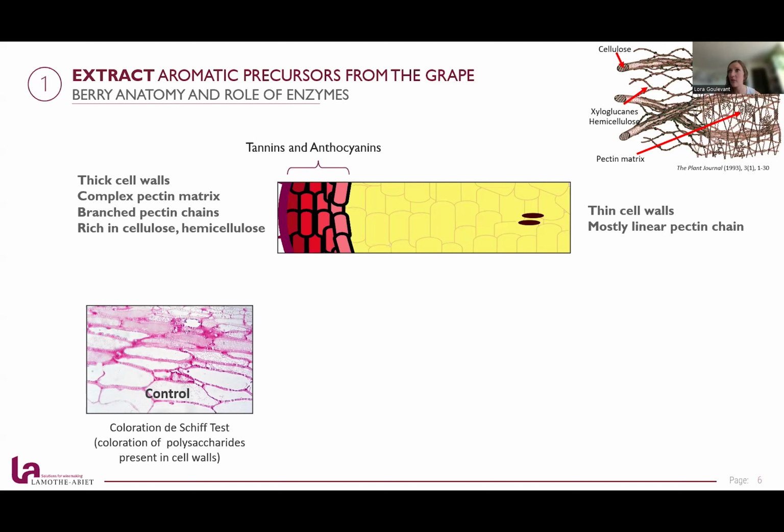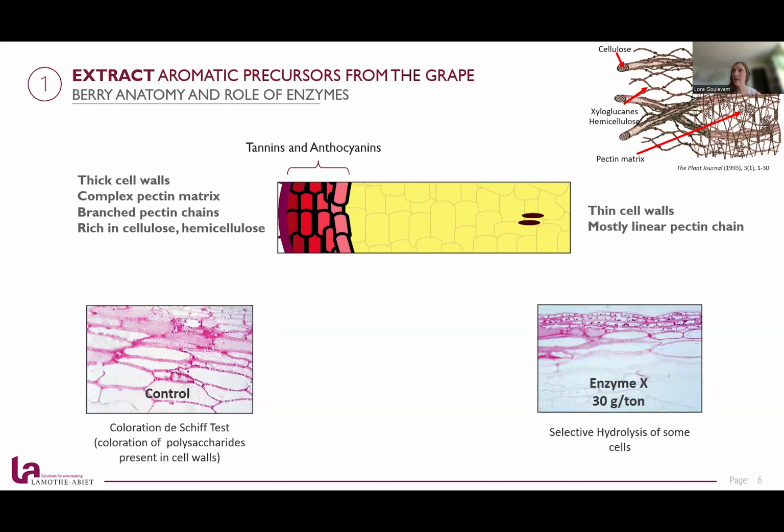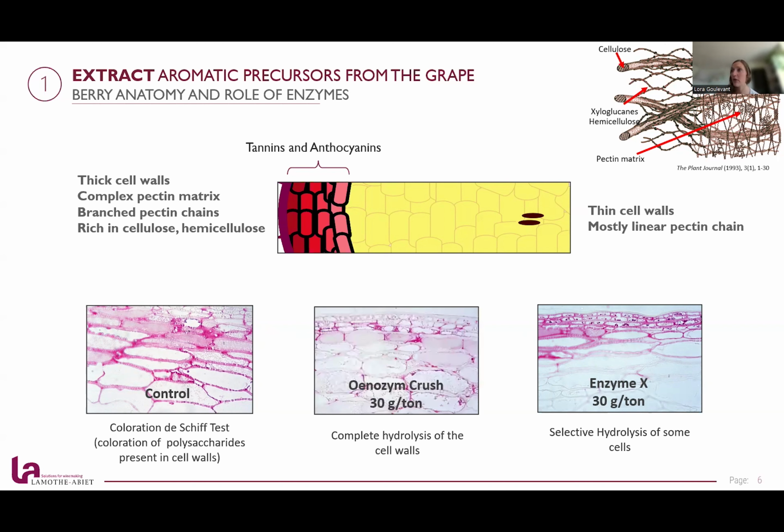So you see that all the polysaccharides are contained in the cell walls of the grape. It's pretty clear that it is in the cell wall. And we've been using two different enzymes to see how enzymes can impact the extraction of the cell wall components. We've been using an enzyme, we will call it X, compared to the enzyme crush.